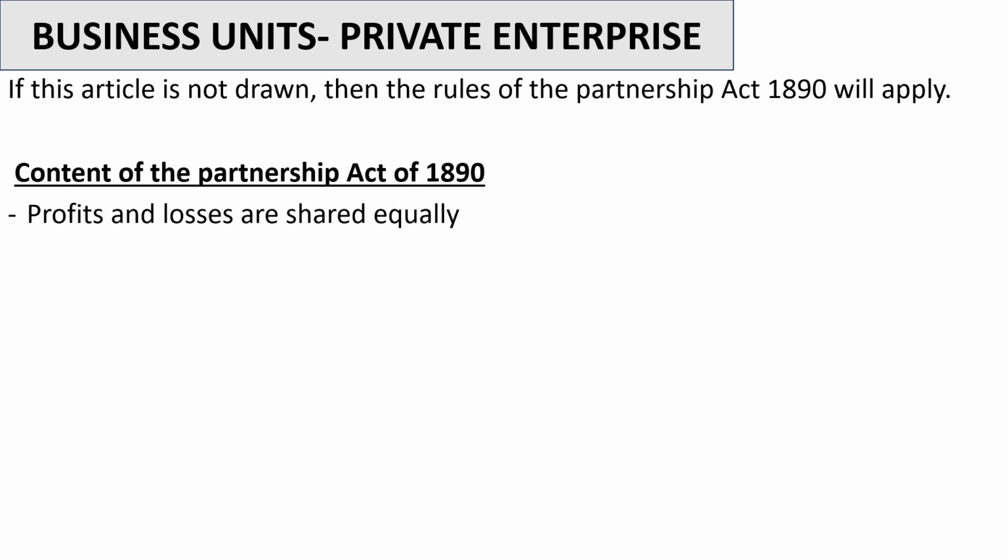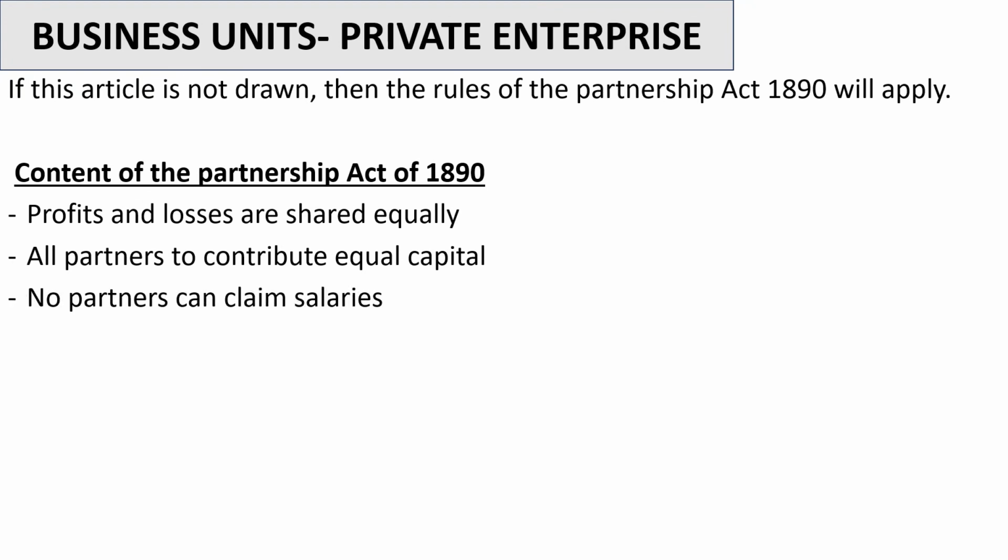First, this states that profits and losses are supposed to be shared equally. So in case you never agreed on how much one should contribute by drafting the partnership deed, this is going to state that both of you are supposed to share the profits and losses. Again, all partners are to contribute equal capital. This demands that both of you contribute equal capital.